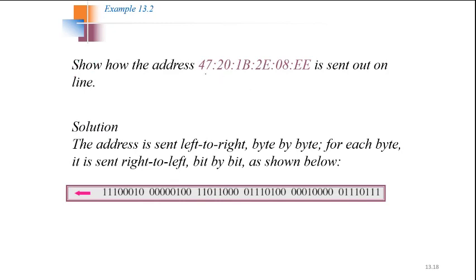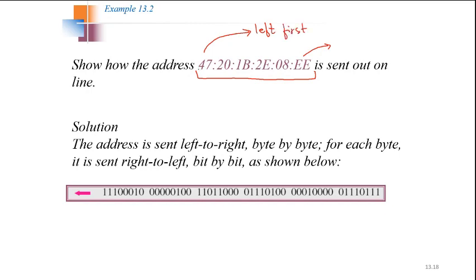What happens once we are going to send an address? Suppose this address is going to be sent out on a line. The address is sent left to right. That means if this address needs to be sent through a medium, we send the left side first, then the right side. So we start with the left side first.